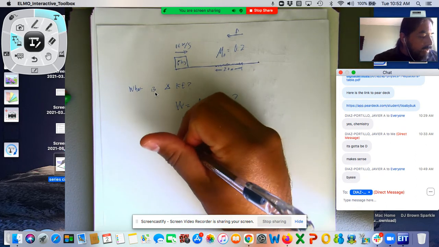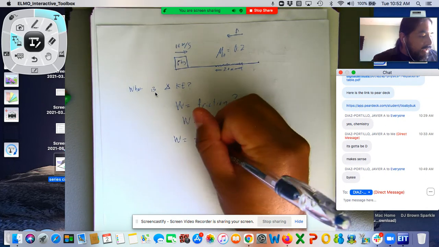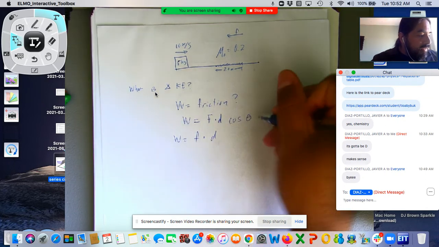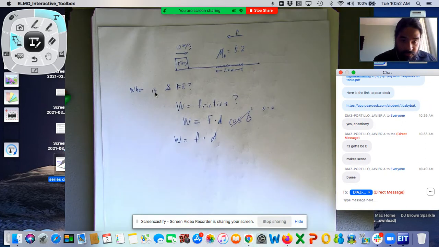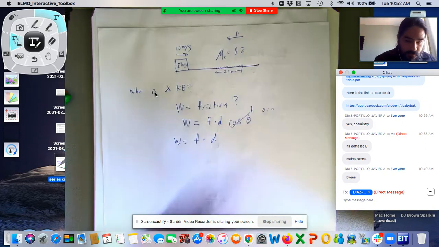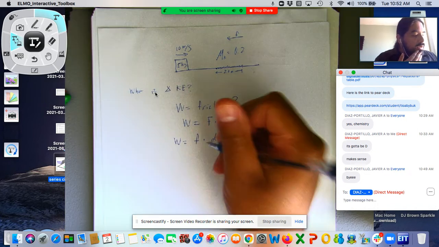What is the force here? It is friction. So I'm going to go ahead and define this: work is friction times d. Remember, theta is equal to zero, so let's put that here. You can prove it to yourself: if you put that in, you get that equal to one. So it's F times d. Now, what is the force of friction?